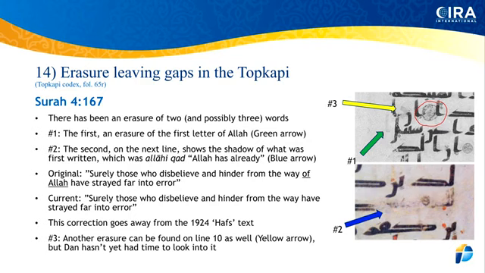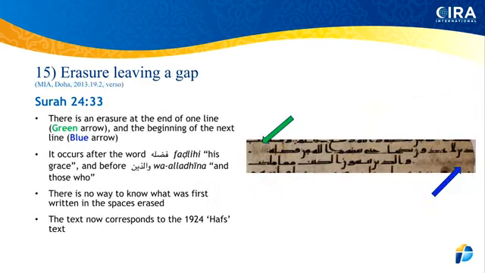Okay, let's go on to number 15, and here is another eraser. This is an eraser leaving a gap. This is from Doha. This is the one we looked at, the MIA, and it's Surah 24 or chapter 24, verse 33. Let's start with the green arrow. This is at the end of the line. The green arrow shows where they've erased at the end of the line.